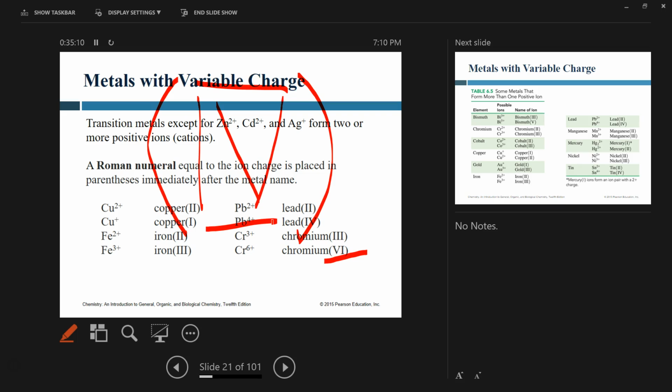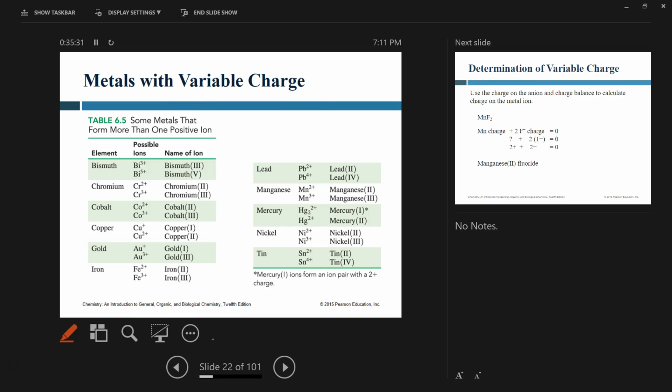There is a compound in which manganese has a charge of +2. So you will write down manganese 2 oxide. Does that make sense? We good? Good. That makes sense? Yeah. That's the way you do it.